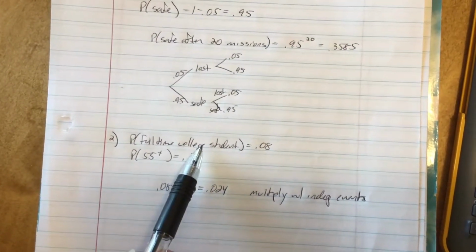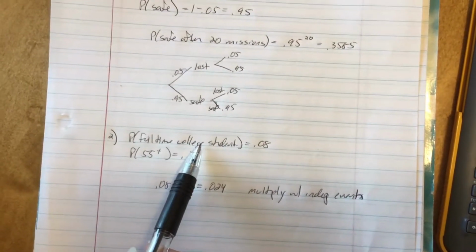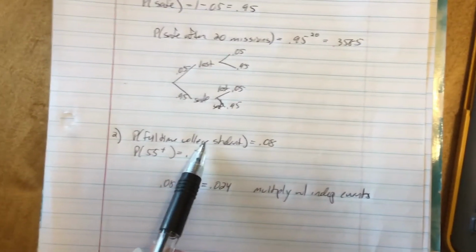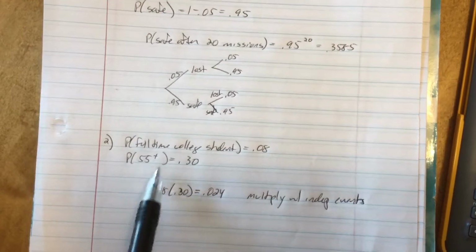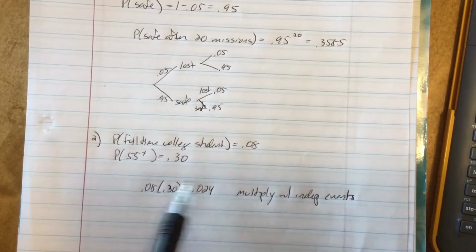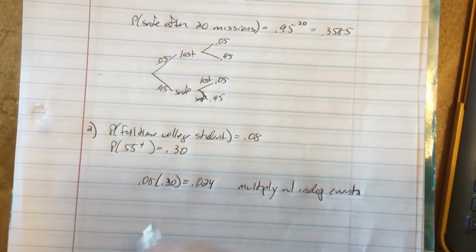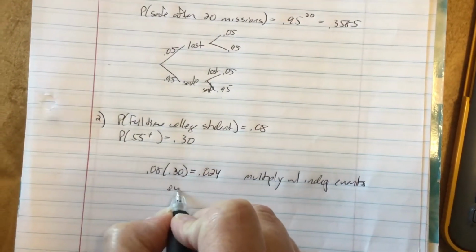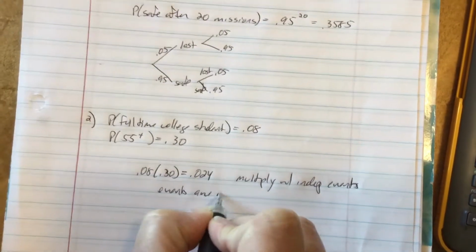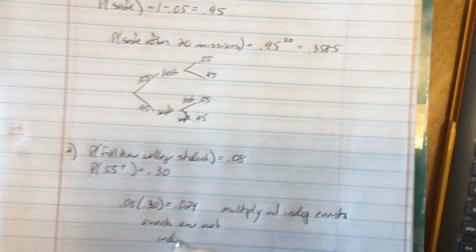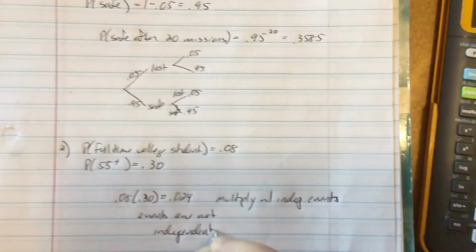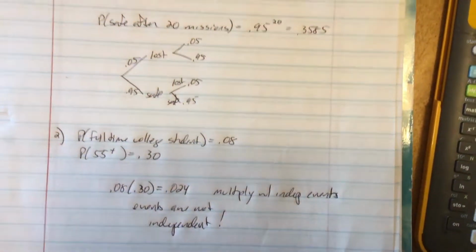Full-time college students, there's a high probability that you're young, that you're in your 20s. Full-time college students in their 50s, it's a much lower probability. So these events are not independent, therefore you can't do it. Okay, so events are not independent, okay? So that's why you can't multiply.